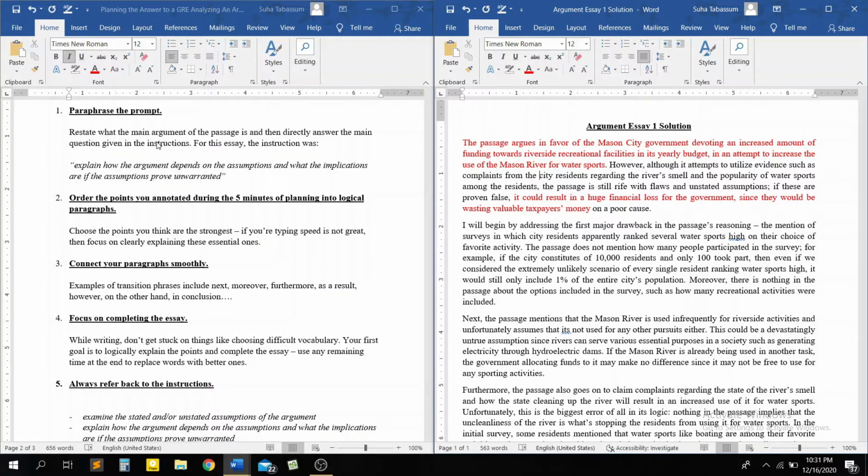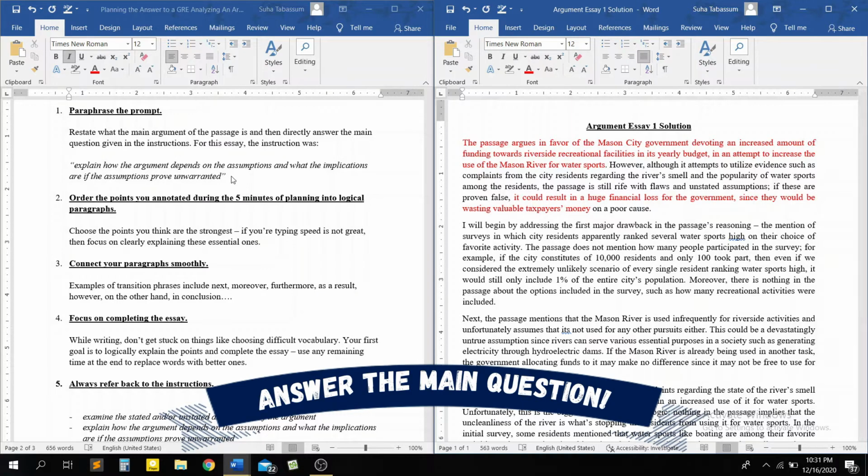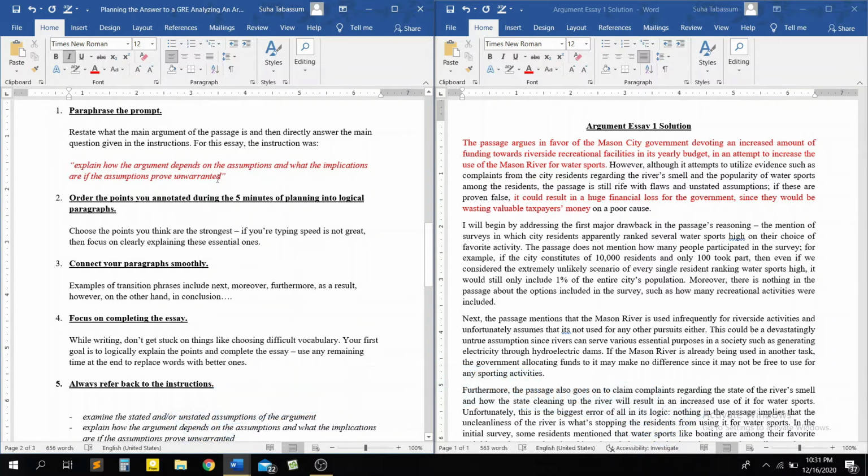Okay then, so step 1 was paraphrasing the prompt and also mentioning in your introduction the main answer to the question that you were given in the GRE instruction. This was the question in our passage. Right then, so I've finished that.